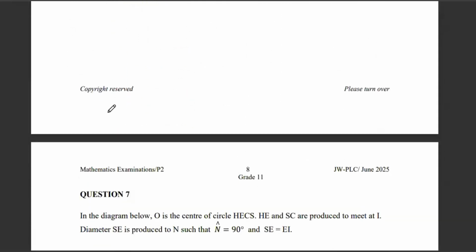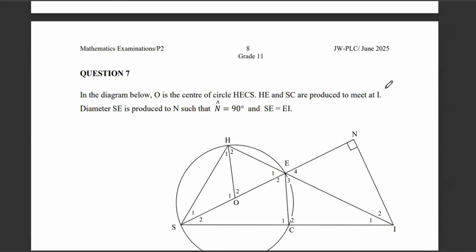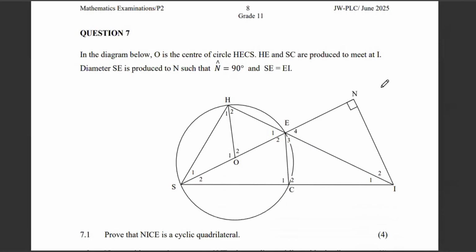Then question number 7, diagram below, O is the center of the circle, HECS. HE and SC are produced to meet at I. There's a diameter that's produced, N is 90. And then SE is the same as EI. So this is the same as that. All right. Then can we prove that NICE is a cyclic quad? Where is NICE? N, I, C, and E.